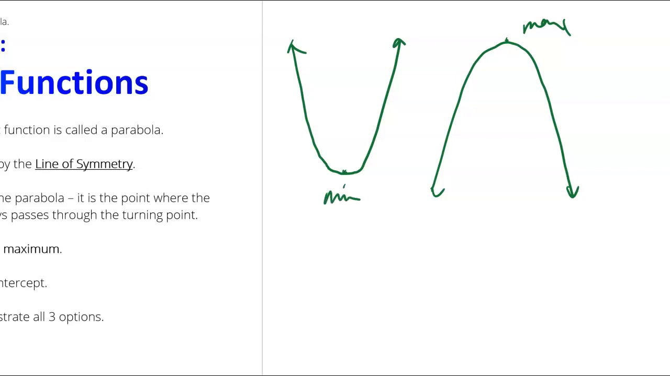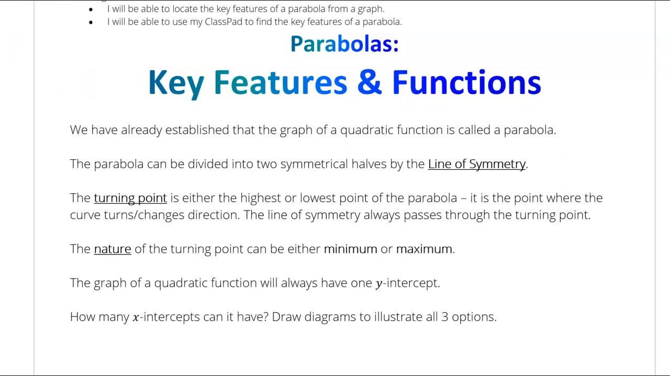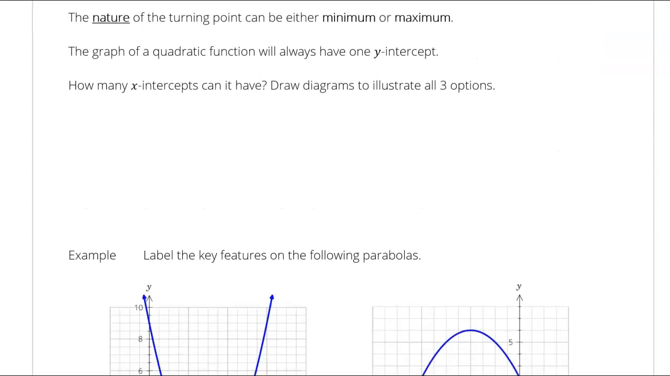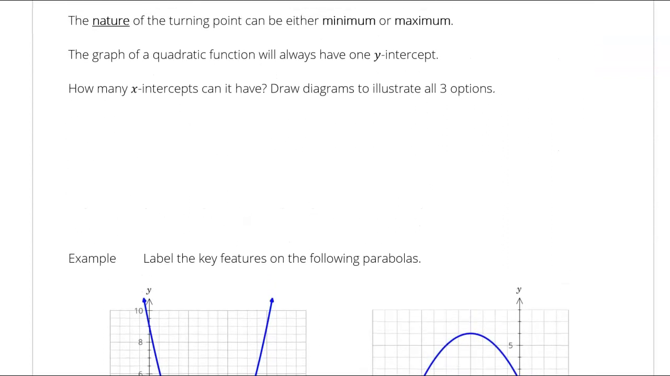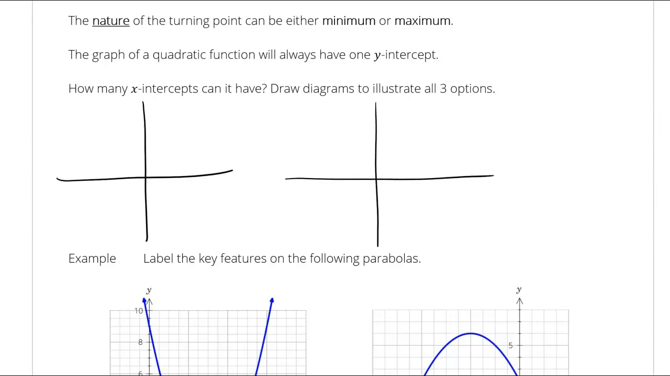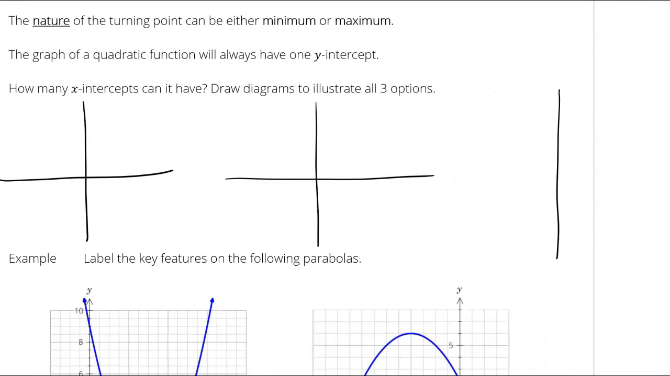Every quadratic function, every parabola when we graph it, has a y-intercept, but x-intercepts are different. Can we remember, what are the three options? Yeah, 0, 1 or 2. Can you quickly draw a sketch before I do about what that might look like? What would it look like if we had one x-intercept, 0 or none?